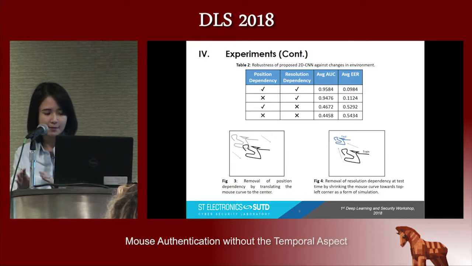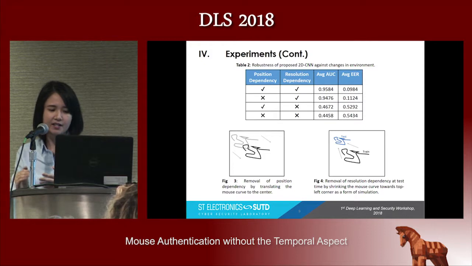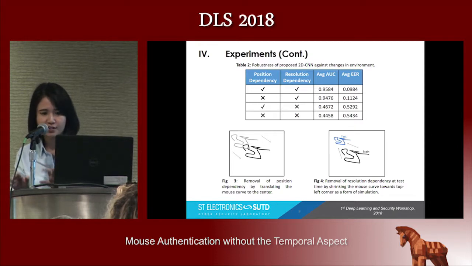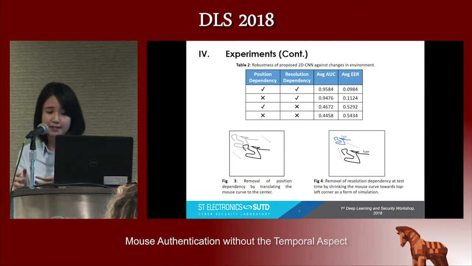So looking at table 2, once we remove the position dependency as shown in row 3, it seems that the AUC and ER are only affected slightly. However, once we remove the resolution information, that is, we ensure that the screen resolution for test is different from train, we see that the model's performance is affected badly. So this issue needs to be tackled for serious usability of the model in actual applications.